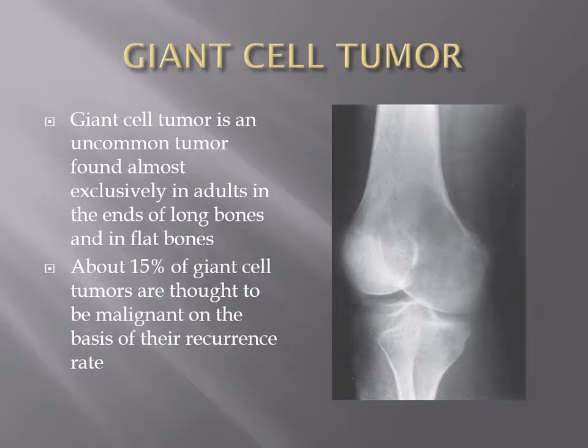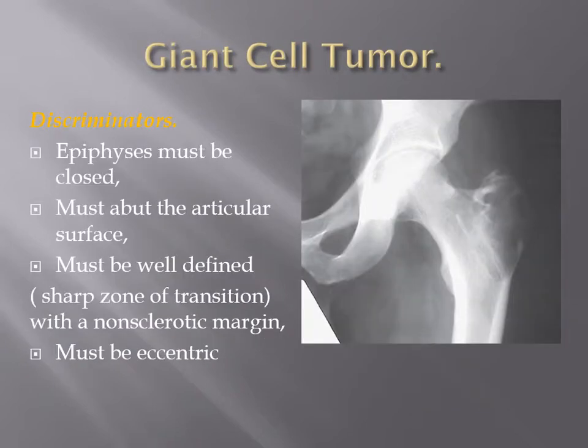The next one is giant cell tumor. This is an uncommon tumor found almost exclusively in adults after the epiphysis is closed, at the end of the long bones, but it can also occur in the flat bones. They say 50% of giant cell tumors can be malignant. However, physicians depend on its recurrence rather than metastasis.